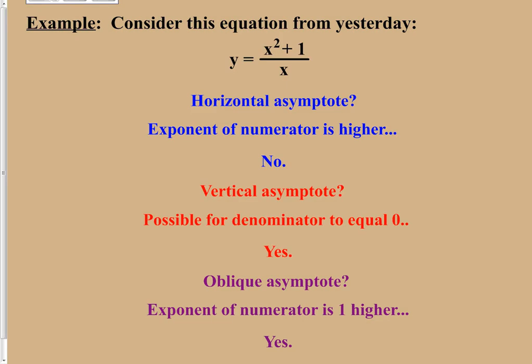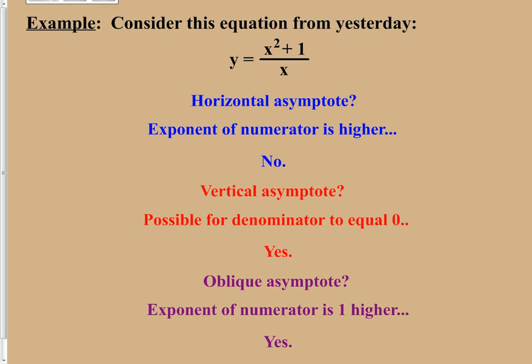Okay, same thing, horizontal asymptote. Horizontal asymptote wants the powers to be equal, or for the denominator's power to be larger, and that is not the case, so no horizontal asymptote. Vertical asymptote, is it possible for the denominator to actually equal 0? Yeah, it is. Once again, what happens if x is 0? Then that would cause the entire fraction to be over 0, and that would cause a vertical asymptote.